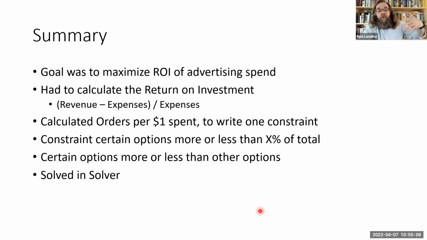We calculated the orders per dollar spent in order to write one of those constraints. We had constraints about this spending has to be less than or equal to this much of the total. And then some, this has to be less than that. And then we solved it in Solver.